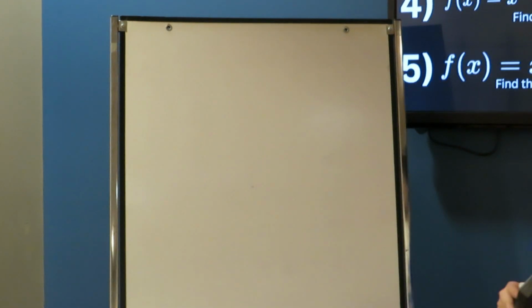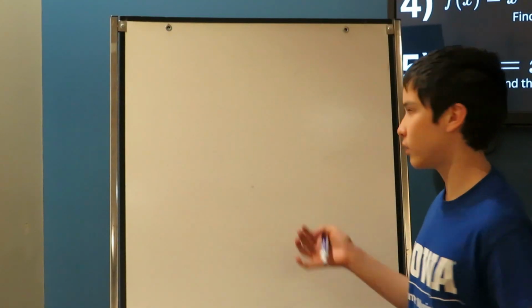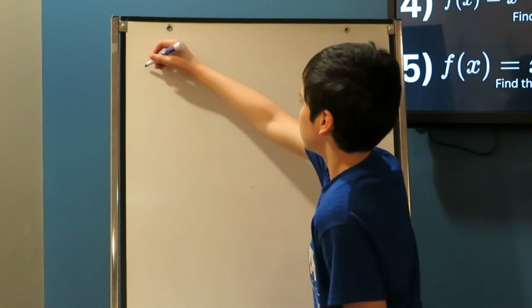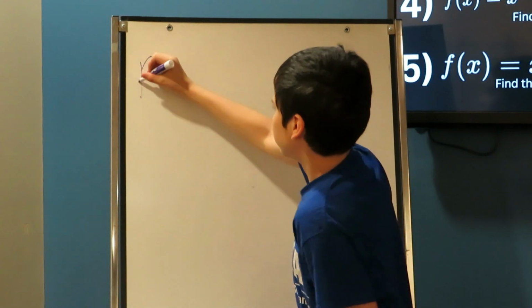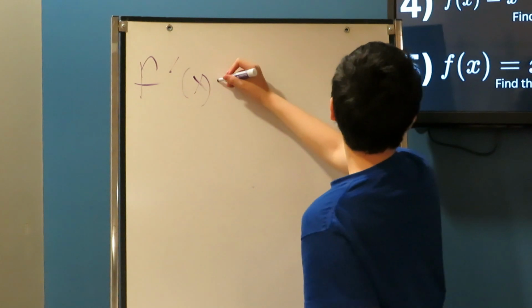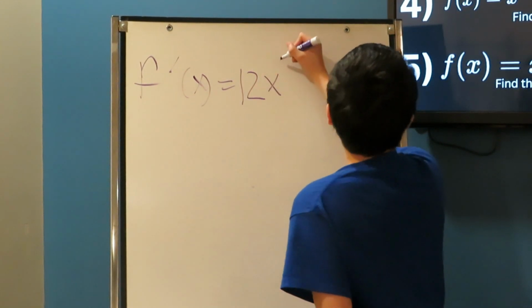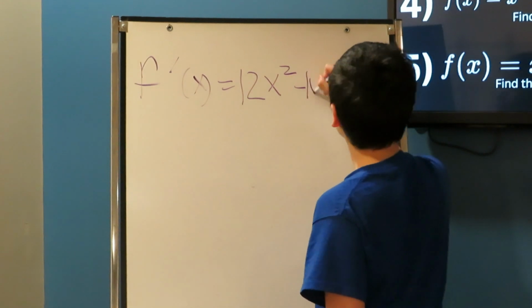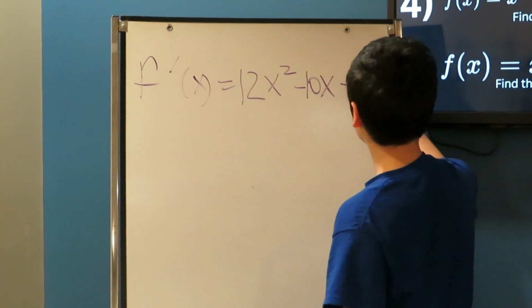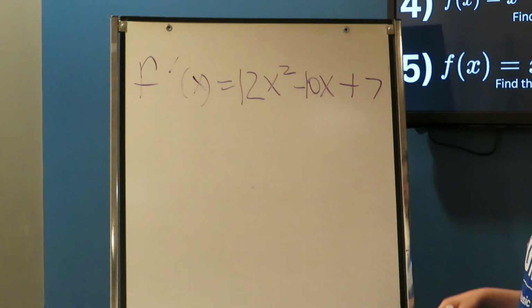For the second question, we're asked to find the derivative. As you can see, it's just a polynomial expression, so we can just use the power rule. And so our final answer is 12x squared minus 10x plus 7.